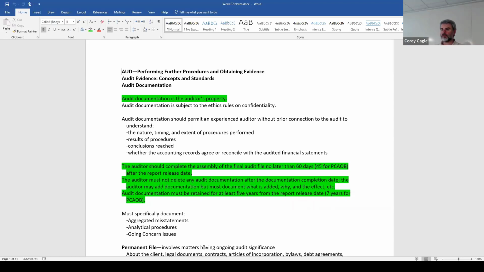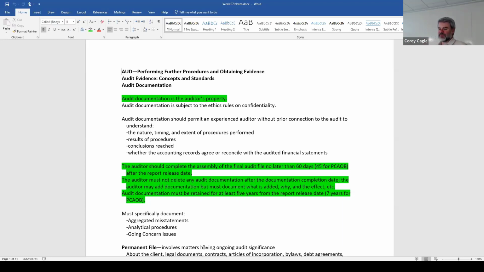So audit documentation should permit an experienced auditor to understand all this stuff. There's that nature, timing, and extent thing. So they should understand what types of audit procedures were done, when they were done, and how much of it was done, and the results of those procedures and the conclusions reached, and whether accounting records agree with the financial statements. They should be able to essentially recreate the whole audit if they wanted to.